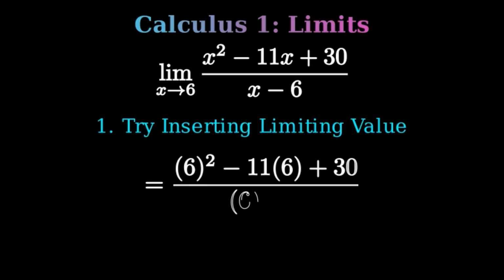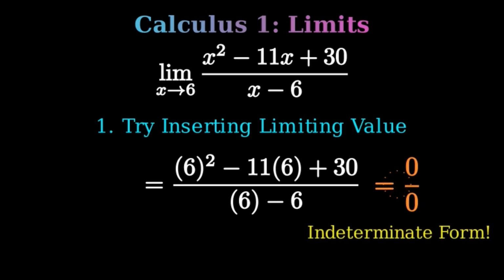Well, 36 minus 66 plus 30, that's equal to 0. And at the bottom, 6 minus 6, that's equal to 0 too. We have the indeterminate form, 0 over 0. Okay, now that's not going to fly. But what we can do is try to use algebra manipulation to factor this limit.